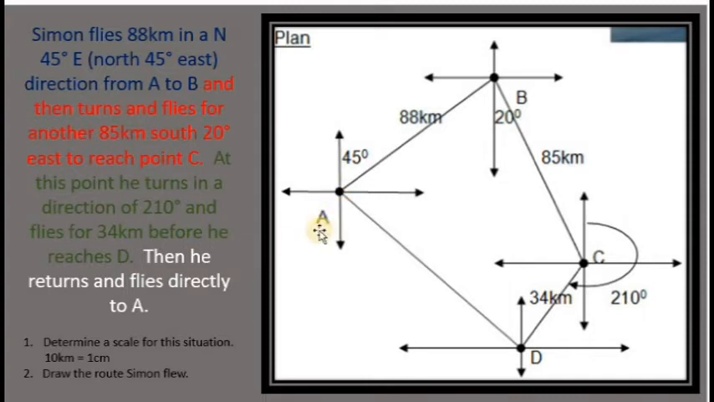Okay, you will see here that we have A, B, C and D, and then back to A. The first part: Simon flies 88 kilometers in a north 45 degrees east direction from A to B. So this is this part. From A to B, they say north 45 degrees east. That is where we get that angle. And then 88 kilometers.